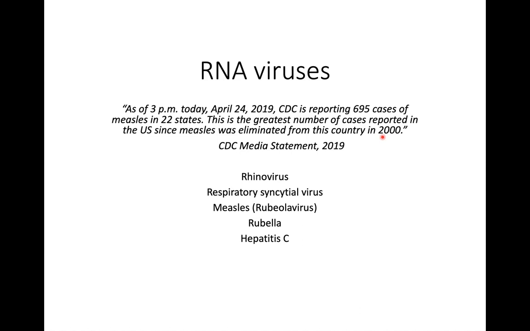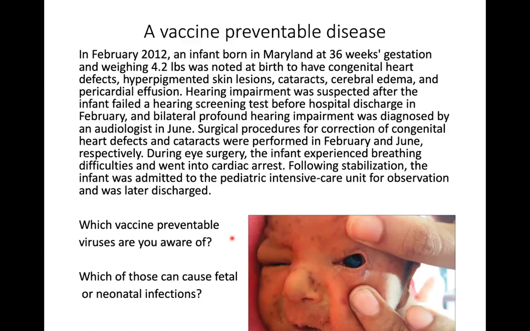It's also the most rapidly spread disease that we have around today. So we're going to talk about measles today. We're also going to talk about rhinovirus, respiratory syncytial virus, rubella, and hepatitis C. So here's our case study for today.